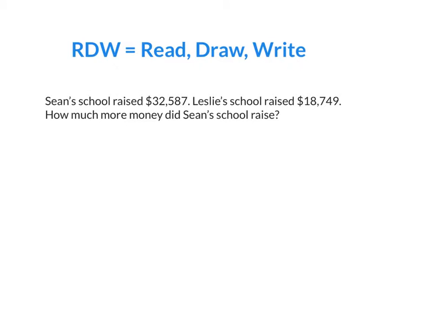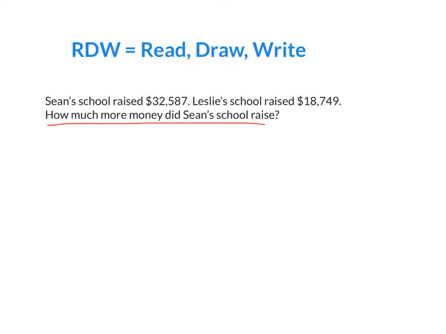Let's practice that. Let's do the first step, R. It says Sean's school raised $32,587. Leslie's school raised $18,749. How much more money did Sean's school raise? What's the first thing we need to do? Read. We have to underline what the question's asking. The question is asking, how much more money did Sean's school raise? Because you don't have the problem in front of you to underline, go ahead and write it down.